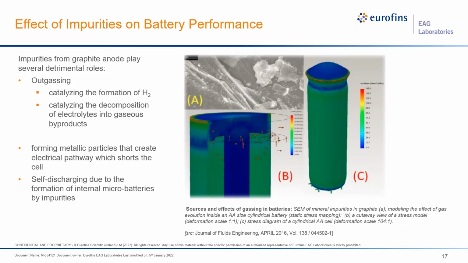Aside from triggering out-gassing, impurities such as metal impurities can, during the electrochemical cycle, create an electrical pathway that shorts the cell. Also, they can form internal micro-batteries causing self-discharging. And there are also many other impacts that remain to be investigated or discovered. So it is obviously important to understand the overall purity levels as well as specific impurity levels and their distributions.